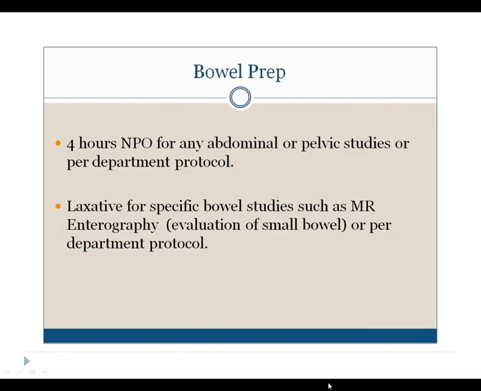Generally, for MRI abdominal or pelvic studies such as the liver, pancreas, kidneys, or MRCP, a 4-hour NPO prep is used. For specific studies such as MR enterography, patients may be asked to use a laxative before drinking the oral contrast. These studies require the patient to arrive early and drink an oral contrast agent.